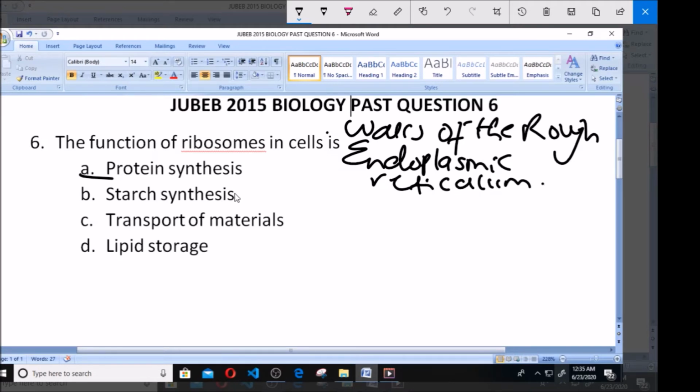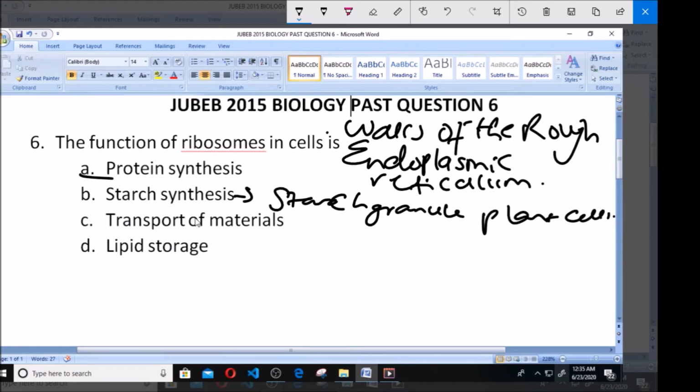Now, the part of the cell responsible for starch synthesis is the starch granules, and is usually found in the plant cell, not the animal cell.